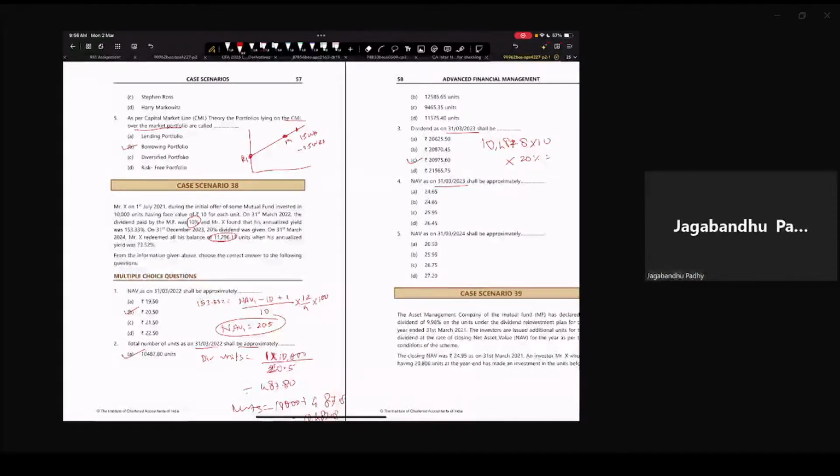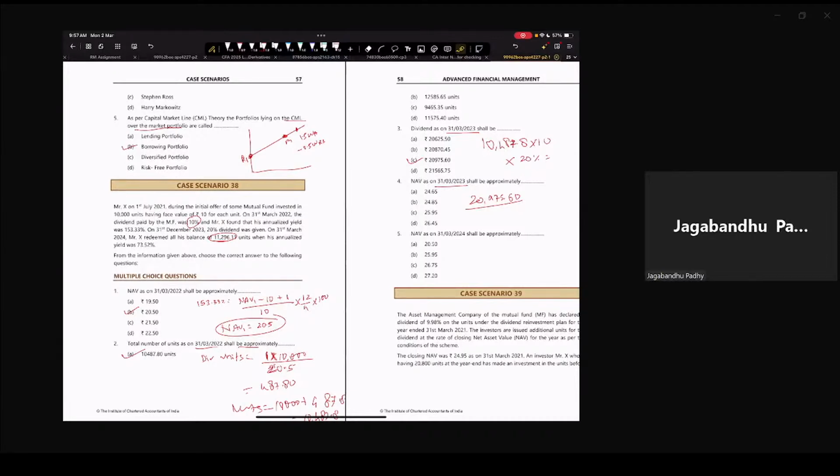So NAV as on this date, we can definitely say this can be computed because we have the amount of dividend as 20,975.6. This needs to be divided by, because here the 20% dividend was paid, right?